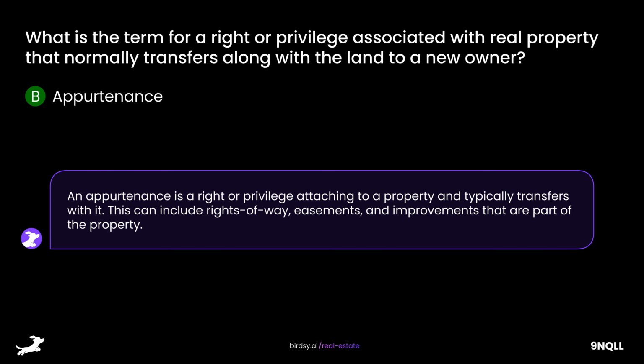An appurtenance is a right or privilege attaching to a property and typically transfers with it. This can include rights of way, easements, and improvements that are part of the property.